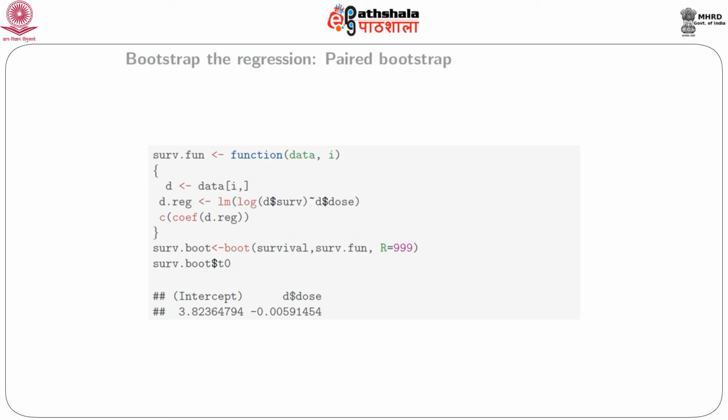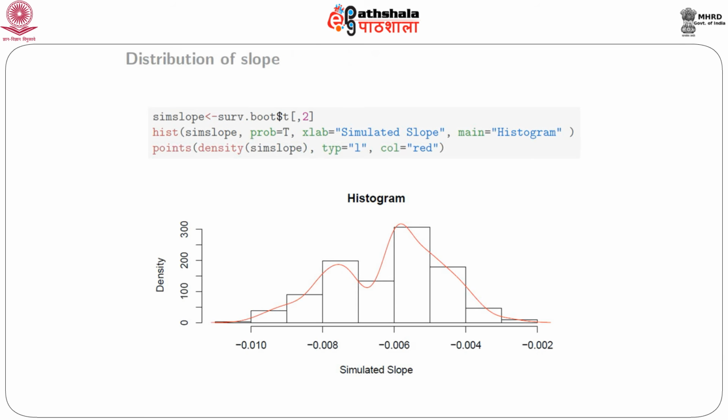One is survival, which is the name of the data; surf.func, which is the function that we are going to run on this data; and R equal to 999, which is the number of times we are going to run this function, and each replicate of the function stores the slope and the intercept from the data.